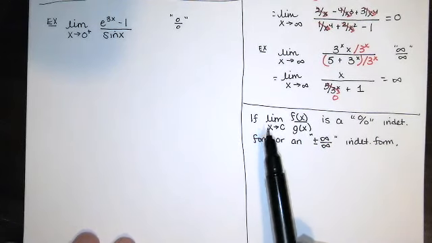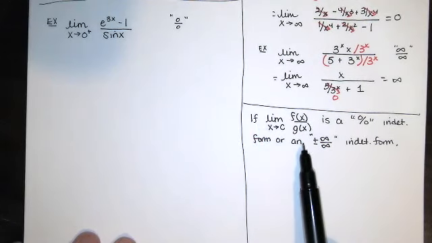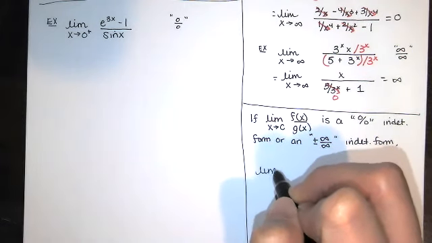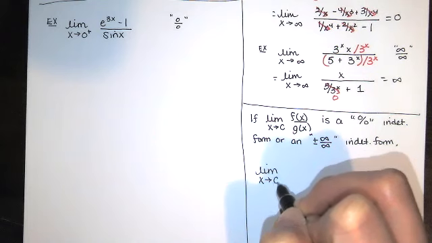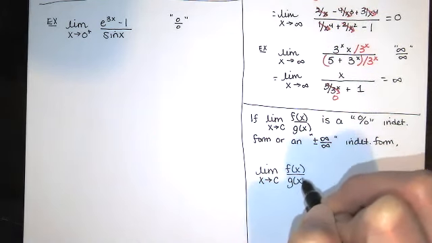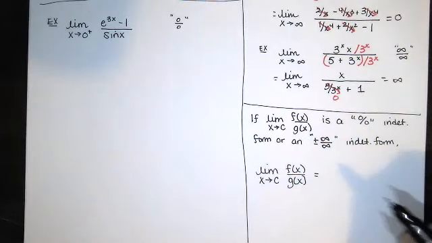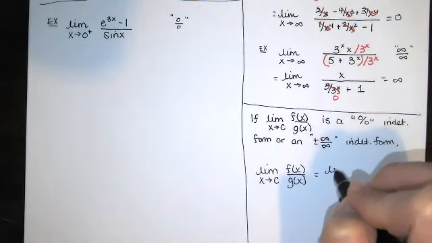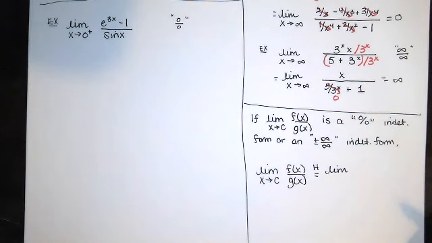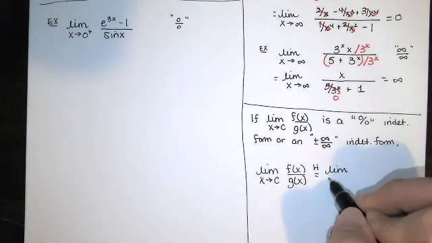So L'Hôpital's Rule says if this is a 0 over 0 indeterminate form or an infinity over infinity indeterminate form, the limit, that limit that we're interested in, is equal to this limit. And I'll put a little h over the equal sign to denote that I'm invoking L'Hôpital's Rule here.